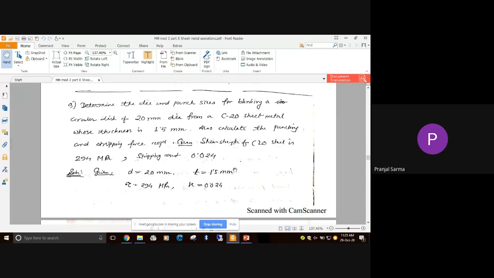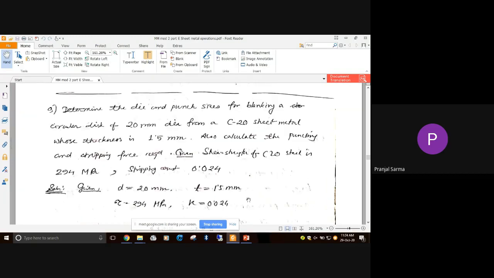So today we'll be solving a very small problem regarding the requirement of the expressions we have seen for punching force, similarly stripping force, etc. Those things we also discussed in the previous class: why a stripper is required, what force is involved, and how to calculate it. So today we'll be solving a small problem with respect to that. Now we'll be going through this particular question.